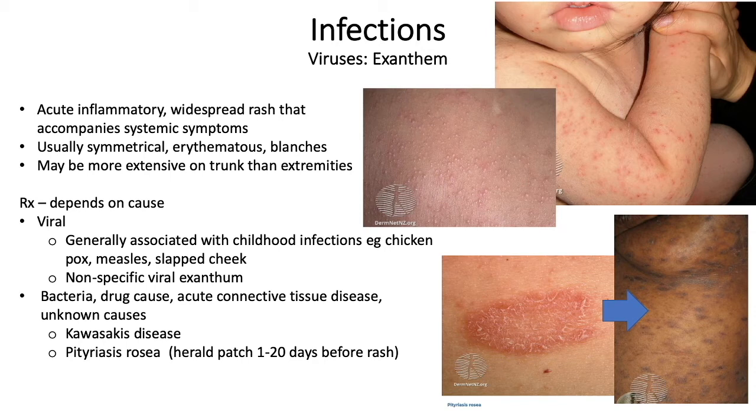Exanthems are normally symmetrical and they blanch. They're normally more extensive on the trunk than the extremities. And they often occur in groups. So, for example, all the children in a nursery might get a similar looking exanthem.